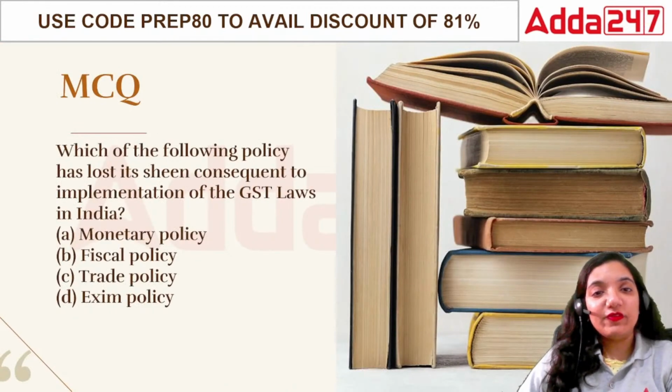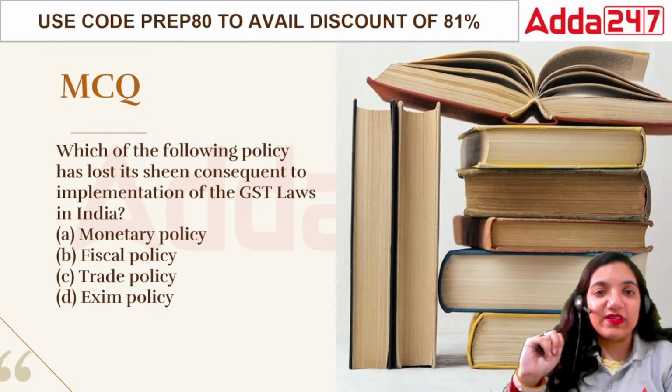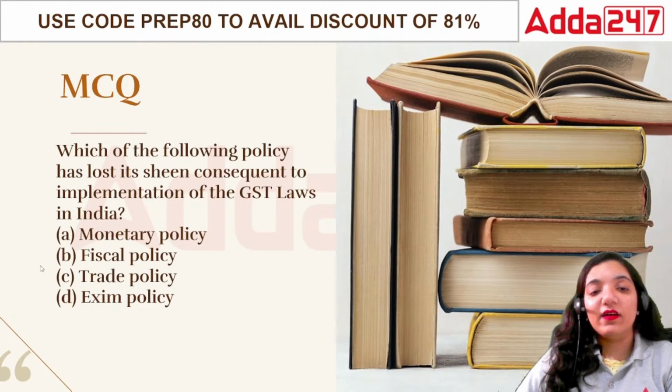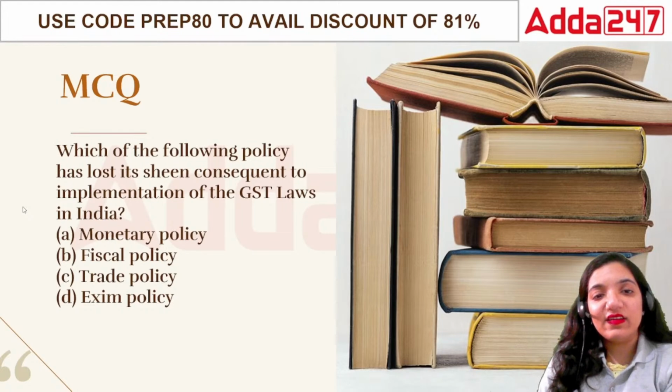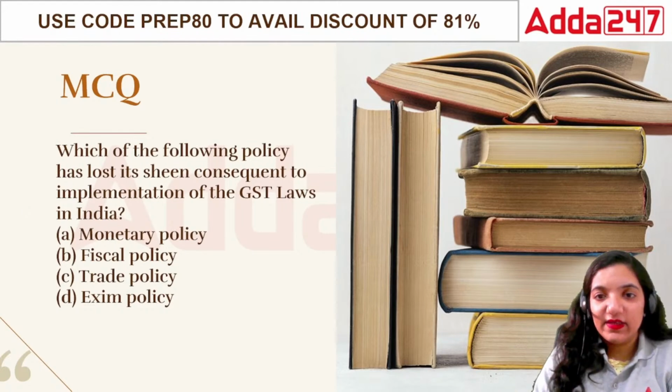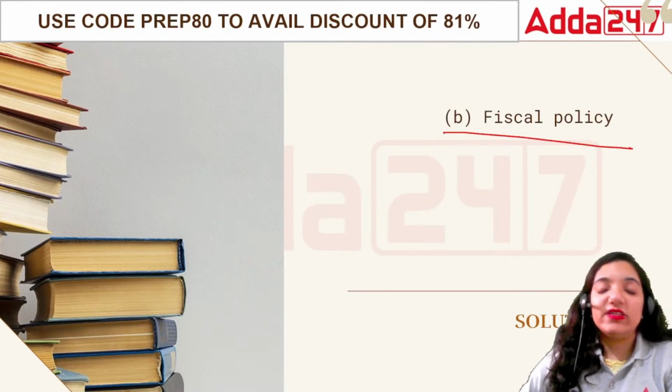Next question. Which of the following policy has lost its sheen consequent to implementation of the GST laws in India? There's a certain policy which has just lost its value in the market. Earlier it had a major value, but right now it doesn't have that particular value. Is it monetary policy, fiscal policy, trade policy, or exim policy? Exim is still there, trade is still there, even monetary policy is there. The difference that has come up is in the area of fiscal policy. So the area of fiscal policy has definitely changed due to the addition of GST.